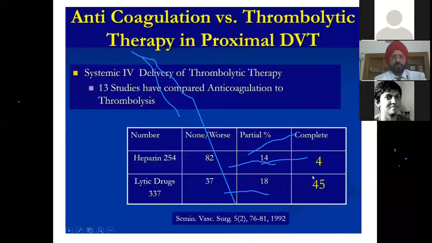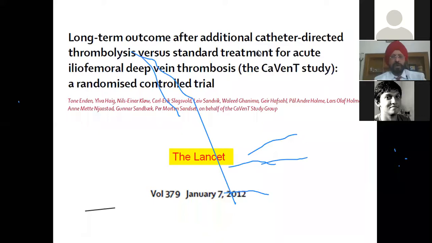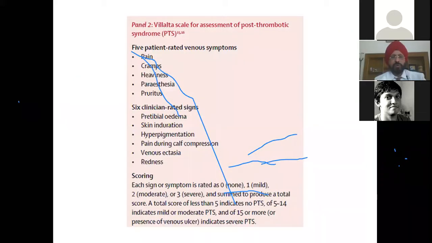So this was one of the trials way back in '92, where they compared heparin to lytic drugs, and with heparin there was just 4% resolution, while with lytic drugs it was 45%. Then we had the CaVenT trial, catheter-directed venous thrombolysis versus standard treatment for acute iliofemoral DVT in 2012. And it used the Villalta score, which is a very nice scoring system for post-thrombotic syndromes.